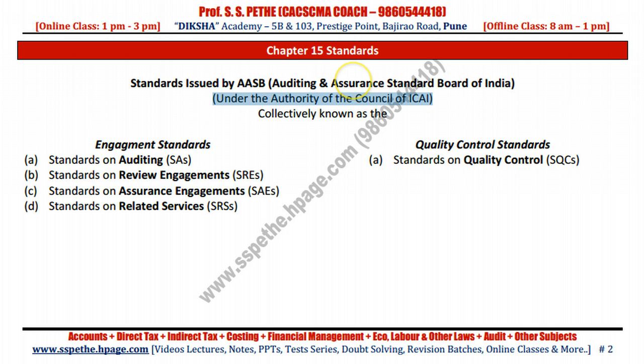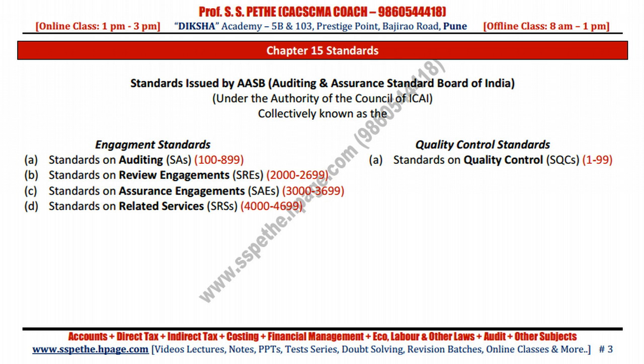These standards are collectively known as engagement standards and quality control standards. There are two divisions between the standards. Engagement standards can be further divided into four parts: standards on auditing, standards on review engagements, standards on assurance engagements, and standards on related services. Quality control standards, only one: standards on quality control. The short forms are already given in the brackets.